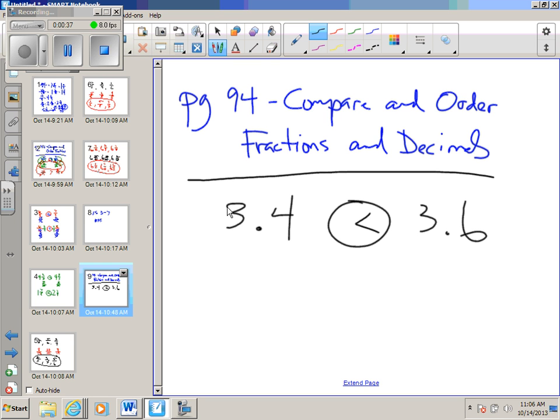So today, we're going to have fractions. We're going to have decimals. We're going to have both. We'll have to compare. We'll have to order.